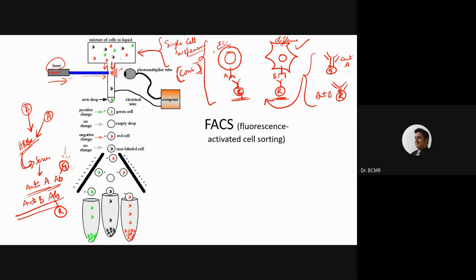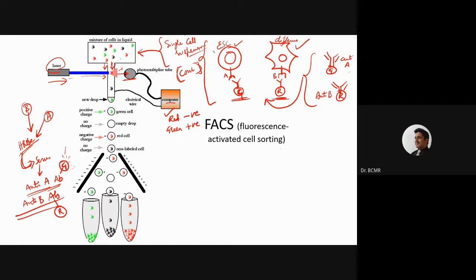If it were giving green fluorescence, that means it is an embryonic stem cell. It doesn't matter to the computer. The detector will only see what color it is, red or green. If it has received a signal and the signal is sent to the computer, the computer is programmed to say: if it is red, give negative charge. If it is green, give positive charge.